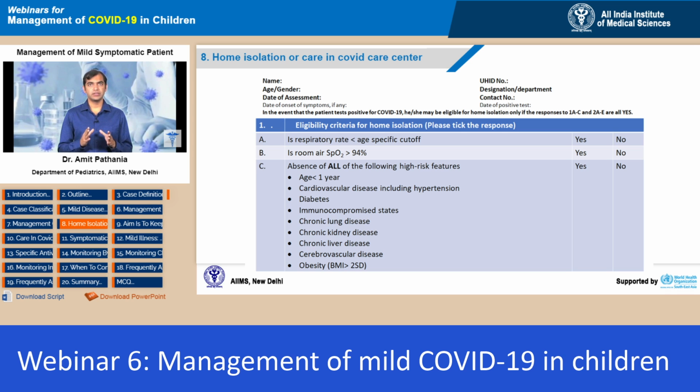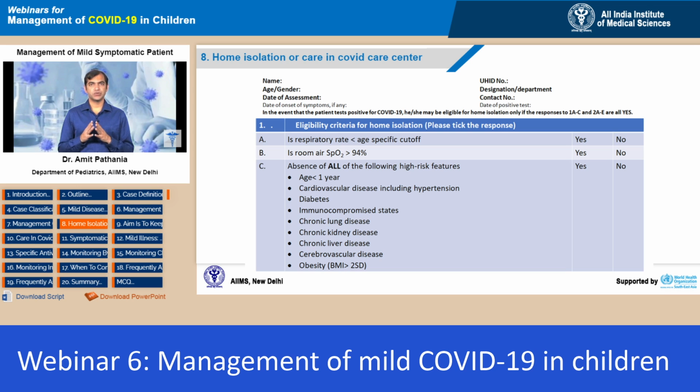In the event that the child tests positive for COVID-19, she may be eligible for home isolation only if the responses to 1A, B, C and 2A to E are all yes. So, one is the eligibility criteria for home isolation. A is: respiratory rate should be less than the specific cutoff.